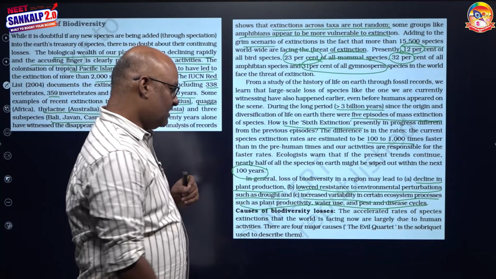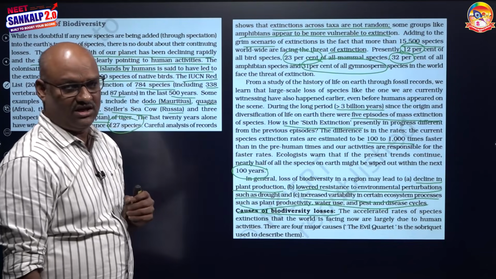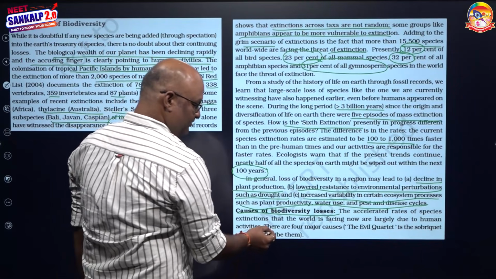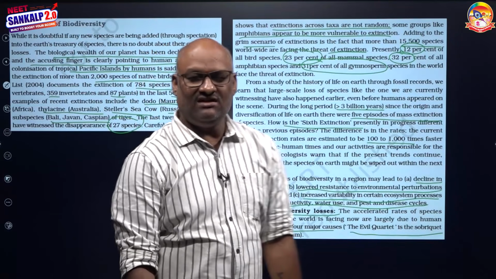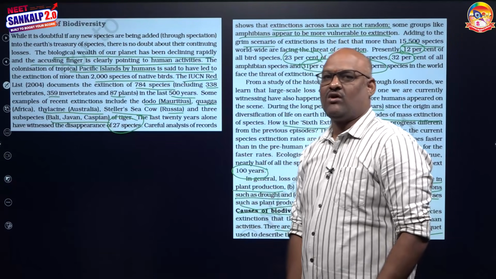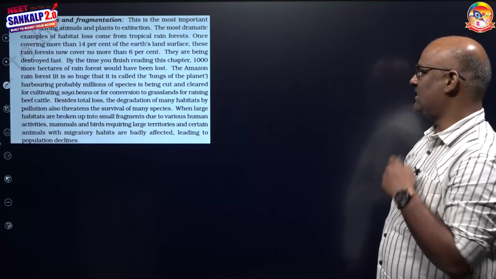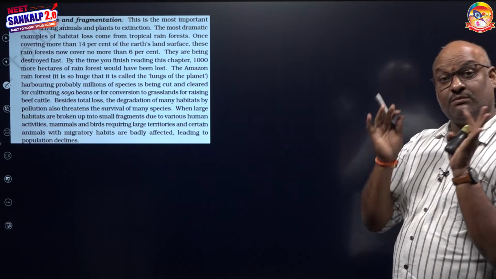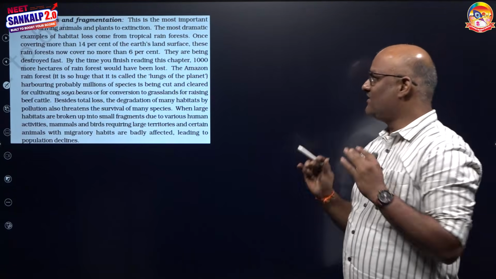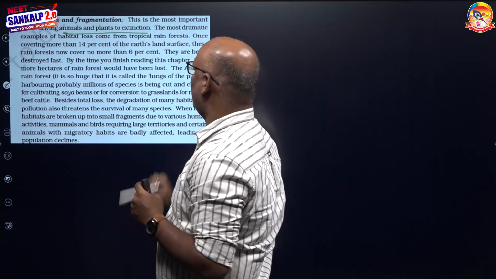Okay. Now, what are the causes for the biodiversity losses? Here we are going to discuss 4 major causes, which are called the evil quartet. Evil is something dangerous. Quartet is 4 reasons which cause the loss of biodiversity. The first is habitat loss and fragmentation, which is the most important cause for the loss of biodiversity. This is making the plants and animals become extinct.